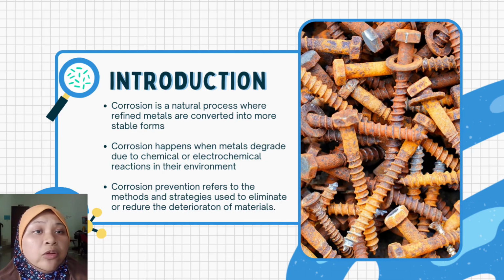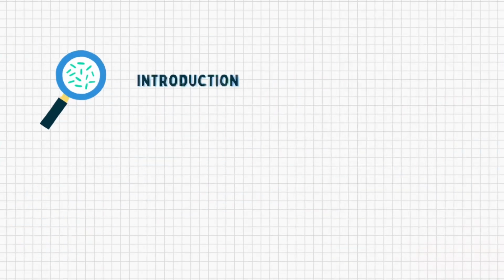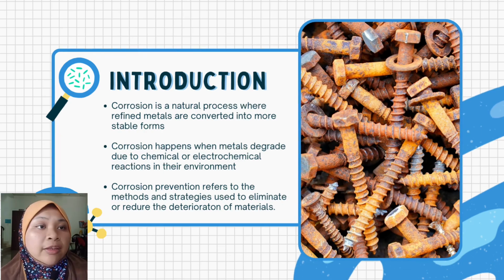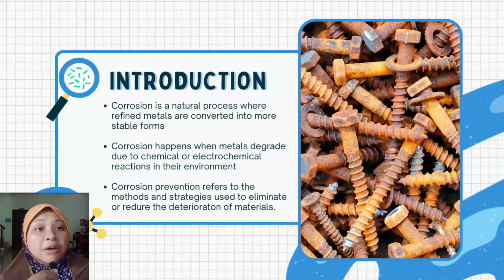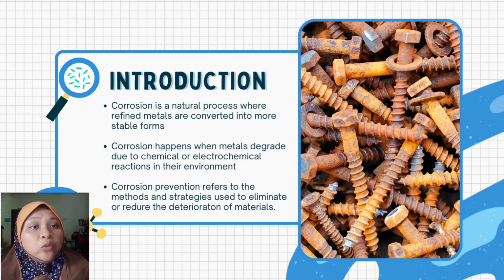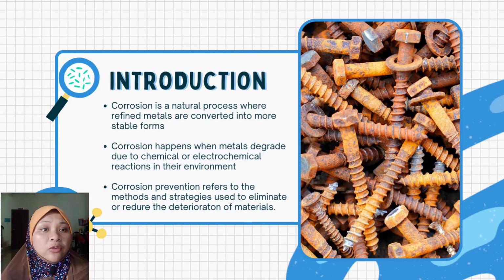This process is primarily caused by exposure to oxygen, moisture, and other substances like salts. Corrosion prevention refers to the methods and strategies used to eliminate or reduce corrosion. In this experiment, we use 4 nails and 1 spray paint. These techniques aim to protect materials from rust and other forms of degradation, simultaneously expanding their lifespan and reducing maintenance costs.